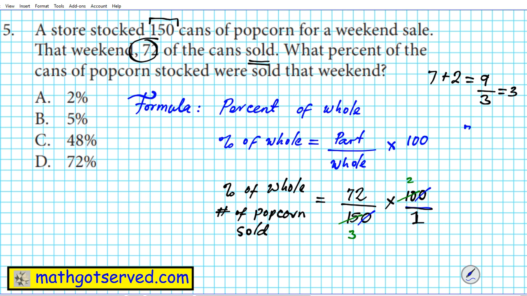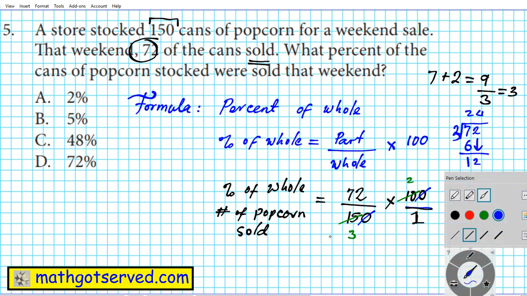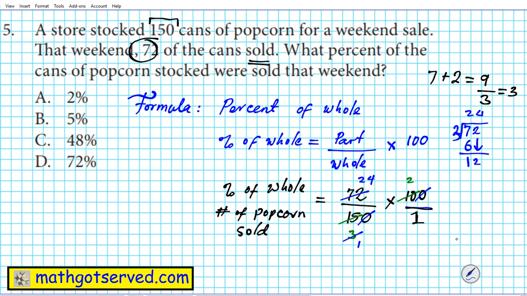So 72, the numerator goes underneath the division bars, divided by 3. 3 goes into 7 twice. 2 times 3, 6. Subtract that. 1, 2, 3 goes into 12 4 times. So 72 divided by 3 is 24. So let's go ahead and do that. Divide 3 by itself, it's 1. And 3 goes into 72 24 times, as we did with our long division process, to the right.